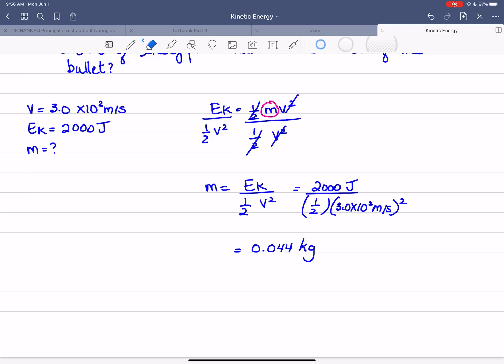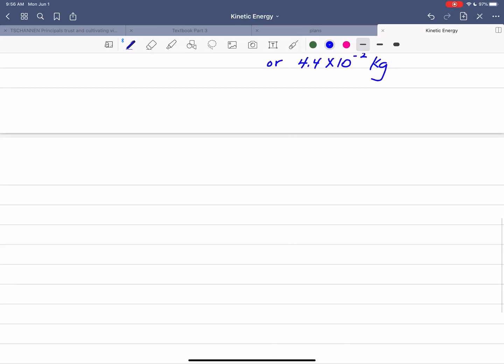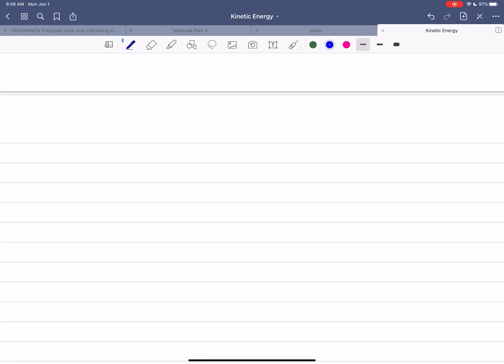Or if that's like, oh, that's a really small number, well, you could say, okay, that's 44 grams. That's how much the bullet weighs. Okay. Or you could write it in scientific notation, 4.4 times 10 to the negative 2 kilograms. Those are all possible answers for that question. Okay. Our third example, we're going to solve for speed.